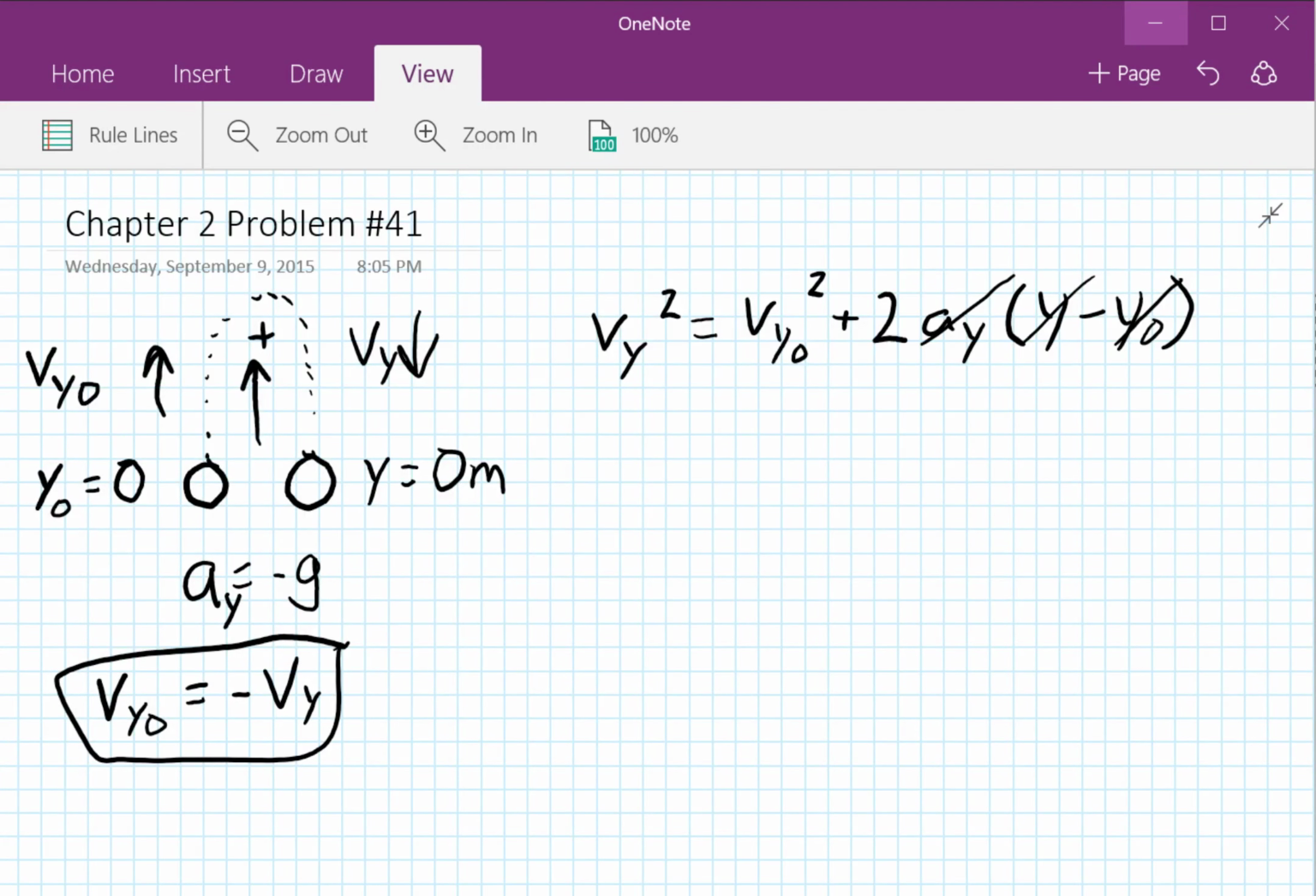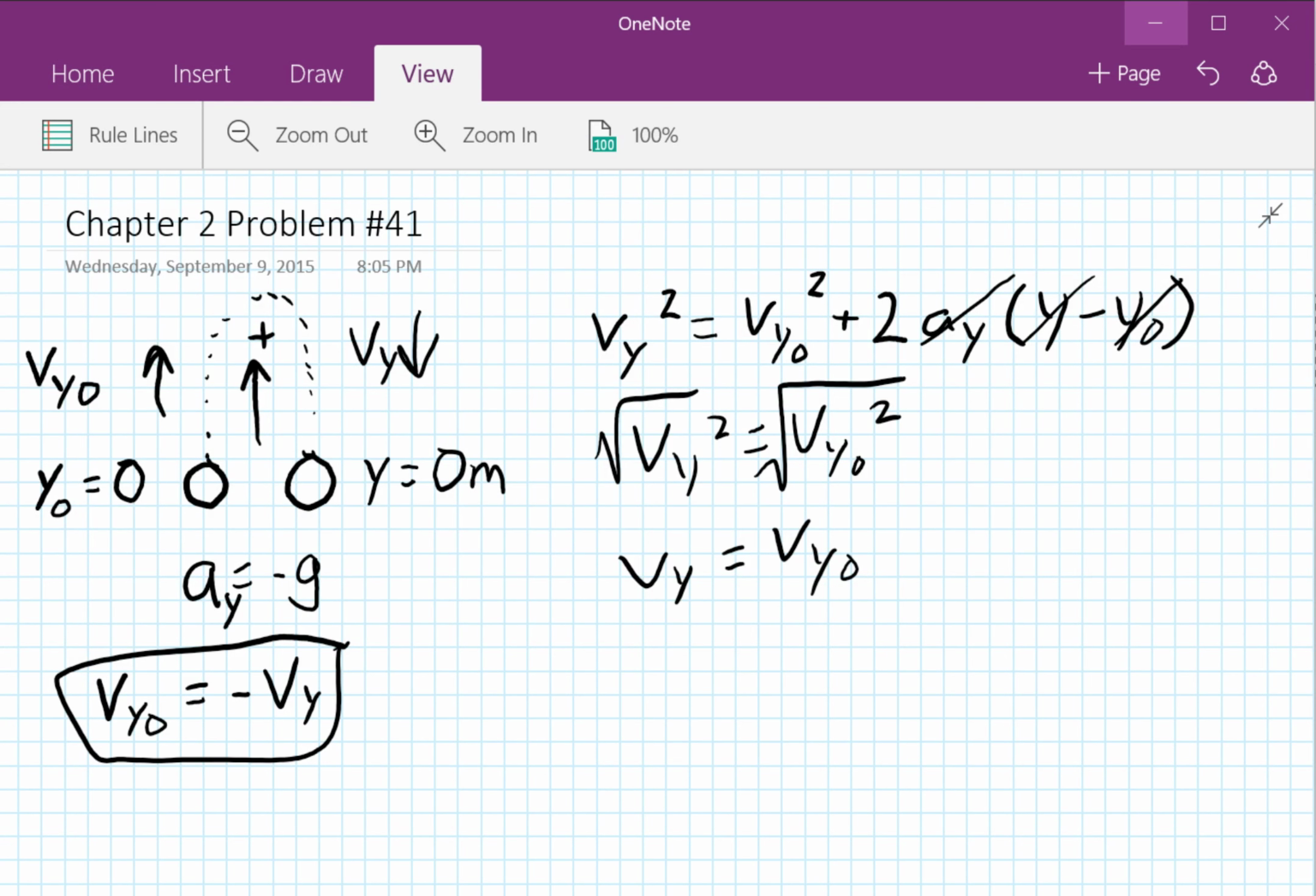If all that cancels out, you get v y squared equals v y initial squared. You take the square root of both sides, you get v y equals v y initial, where one of them has to be negative relative to the other. So you have a plus or minus for both of those. So you're proving that they have to equal.